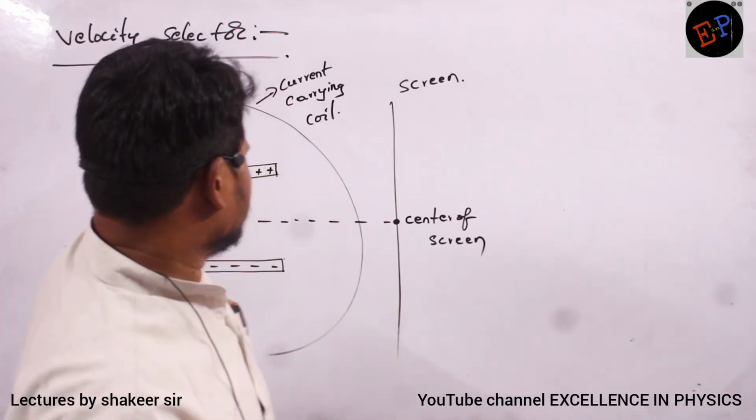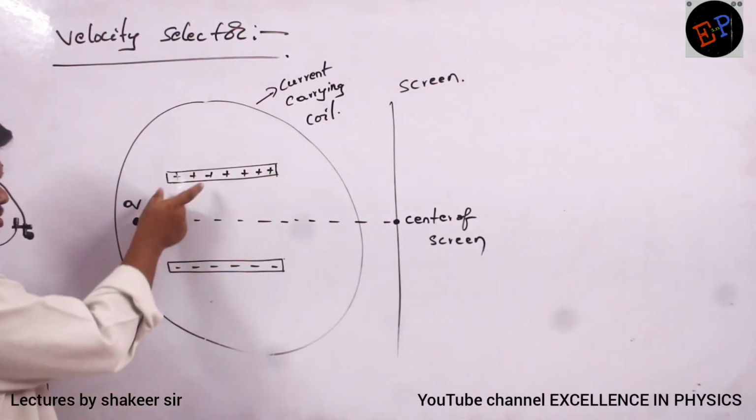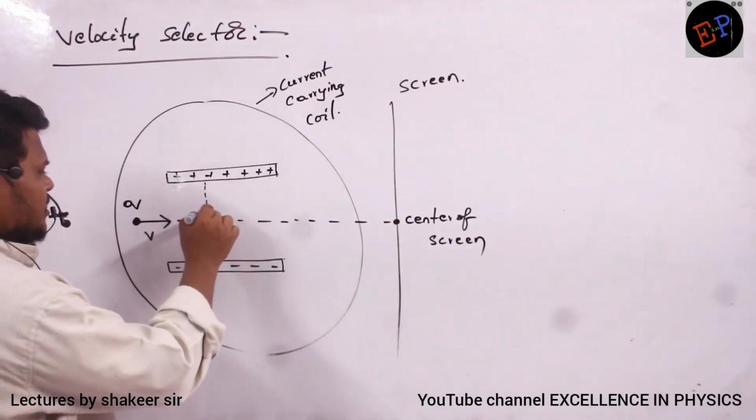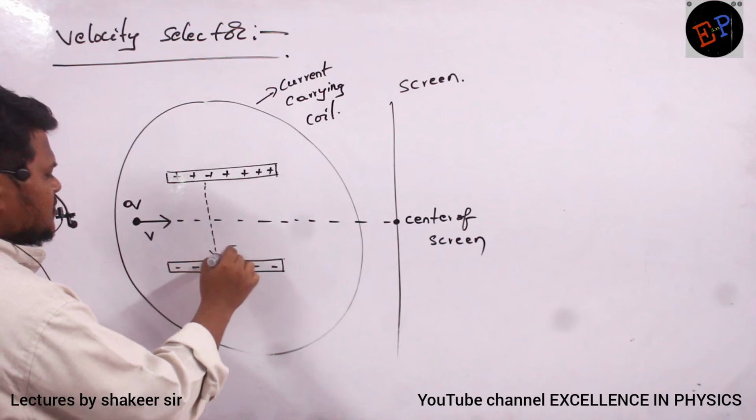See here. So these are two plates. This is a positive plate and this is a negative plate. Electric field will be in which direction? Electric field will travel from the positive plate to the negative plate. This is the direction of E', no? This is the direction of E'.